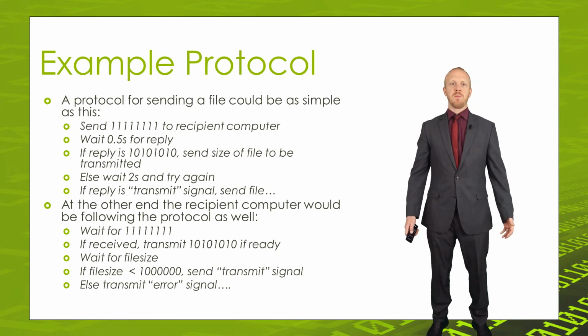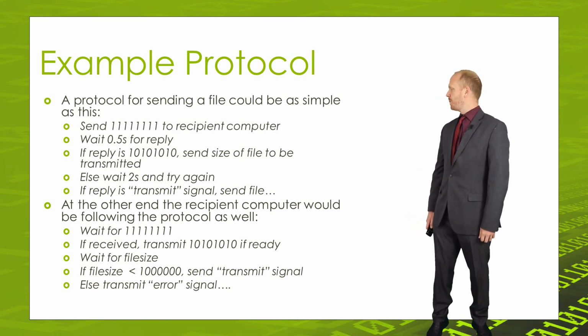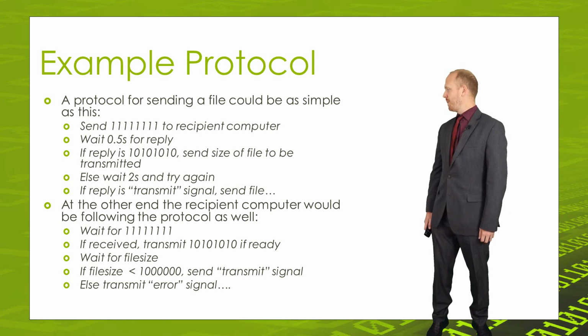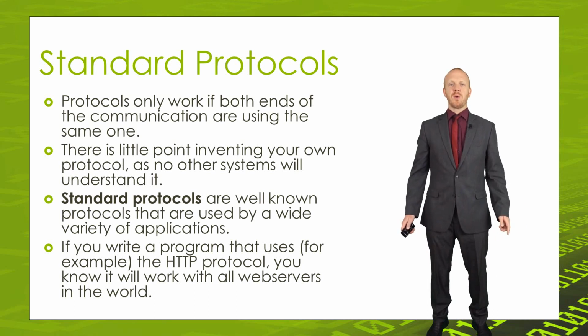The receiving computer would be following its side of the protocol, which would be something like: wait for 11111. If received, transmit 10101010 if ready. Wait for file size. If file size is less than a certain amount, send the transmit signal, else transmit the error signal. Protocols work as long as both ends of the communication are using the same one.